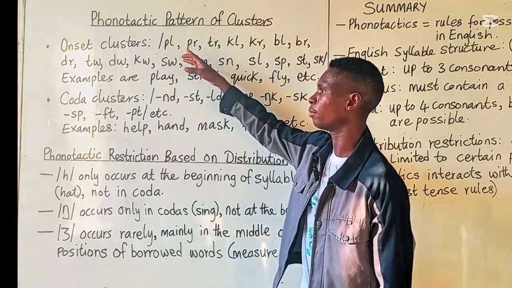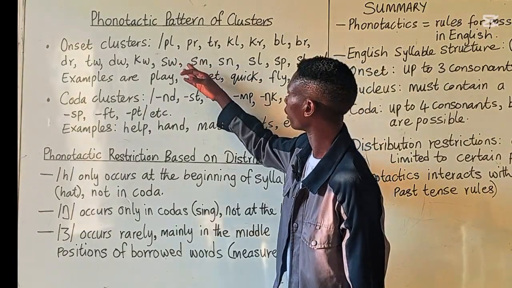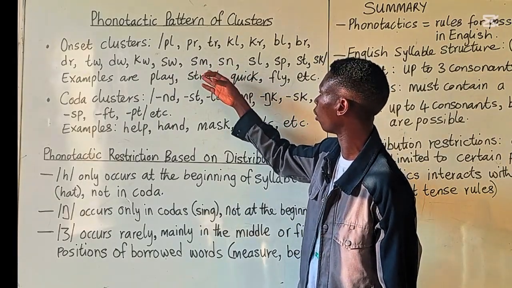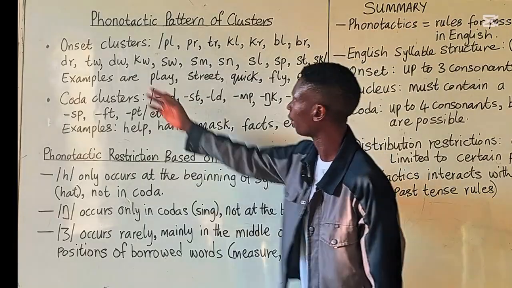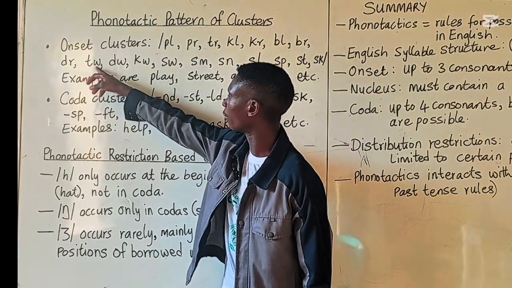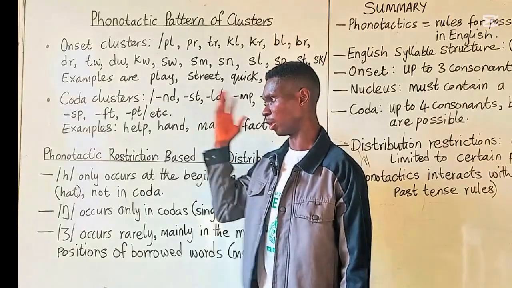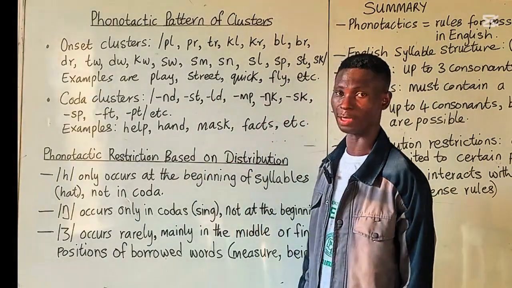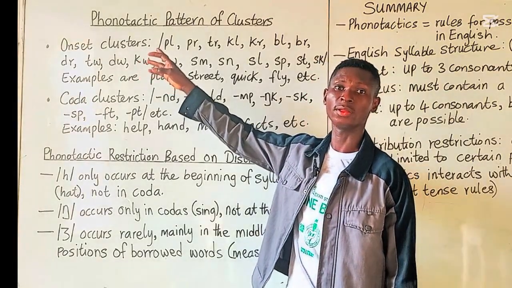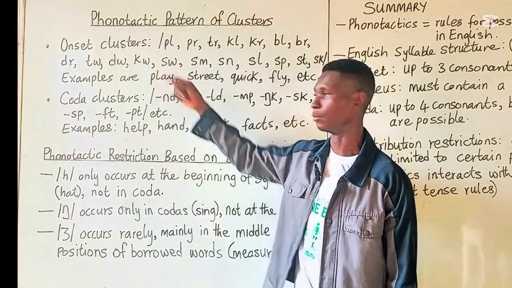So mostly the plosive sound you combine with the liquid sound, or we have the alveolar sound like s, combined with plosive sounds or nasal sound. So we have others like the combination of the plosive sound and the semivowel. So these are all possible combinations in English language as long as the onset is concerned. Remember, the onset refers to the consonant sound or sounds at the initial positions of a syllable.